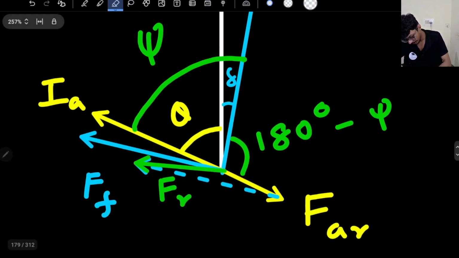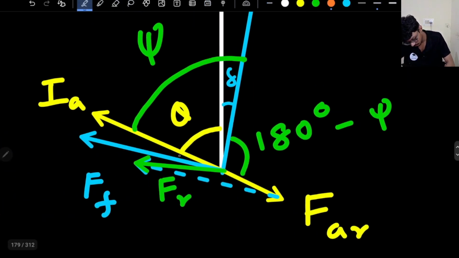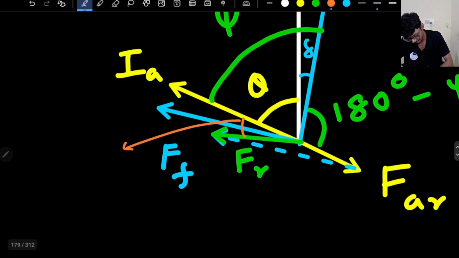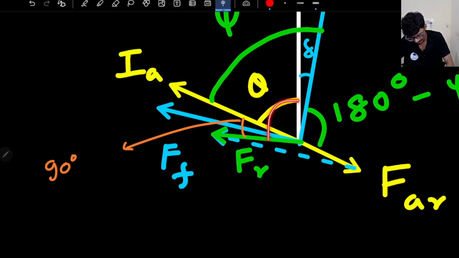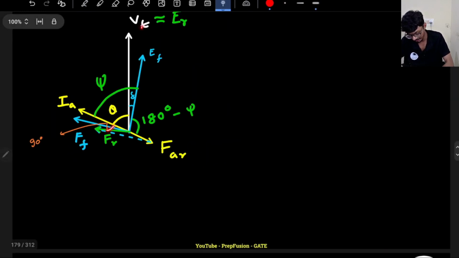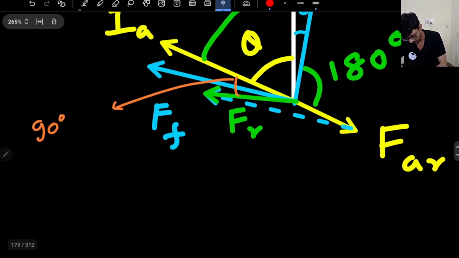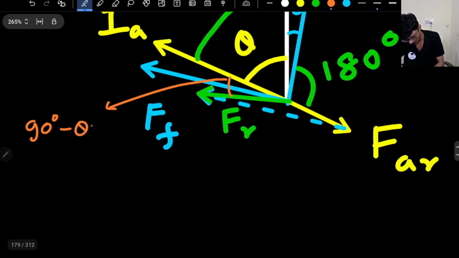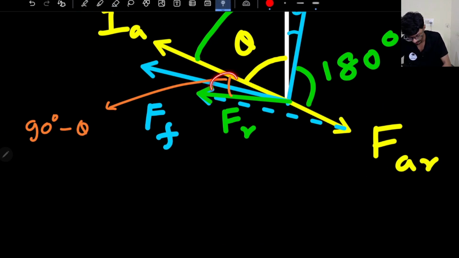Okay. So I know this much angle is 90. FR and VT will have angle 90, and this much is theta. So this much angle is 90 minus theta.